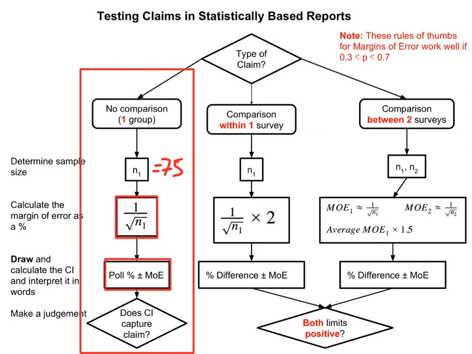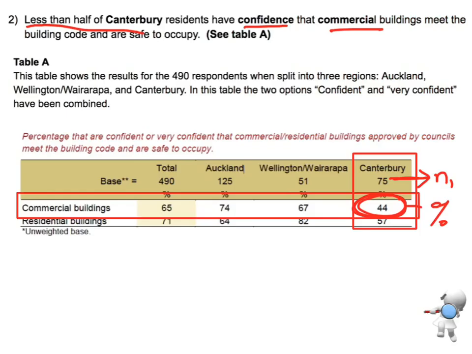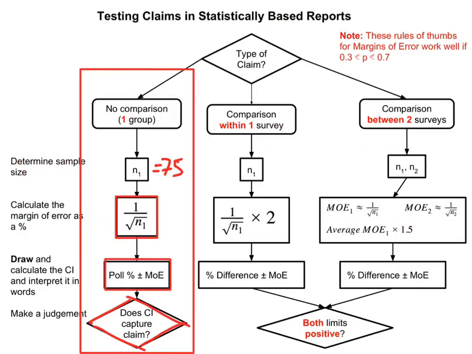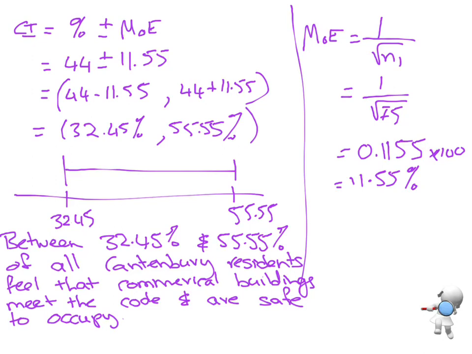Now I need to test the claim. So I'm looking to see, does that confidence interval capture the claim? Okay, so let's have a look. And the claim is that less than half of the residents. So let's look at our confidence interval here and think half. Well, half is 50%. So 50% is probably about there. So the claim is that less than half.